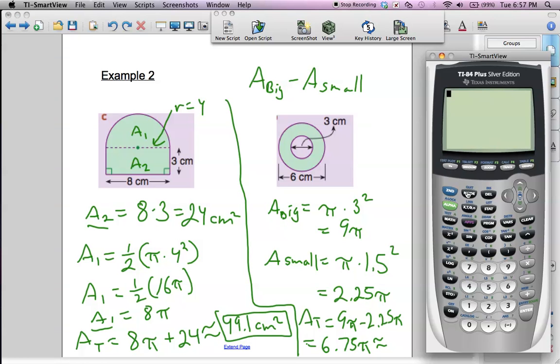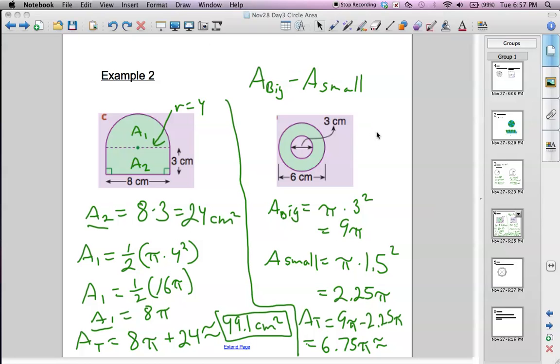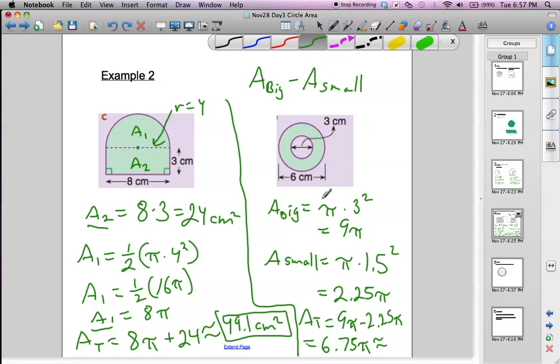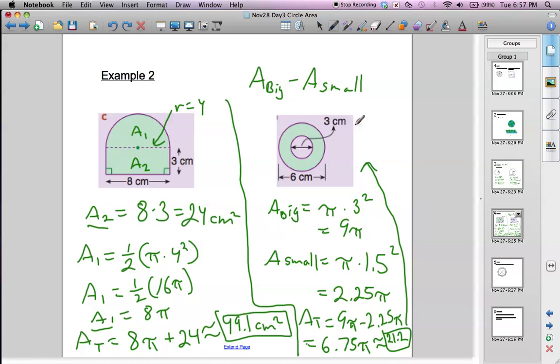Okay, so we're going to do 6.75 times pi equals 21.2. So 21.2 is the final answer. Okay, so the area here is 21.2 square centimeters.